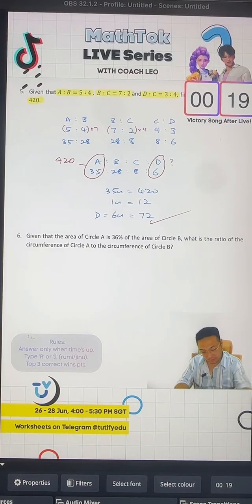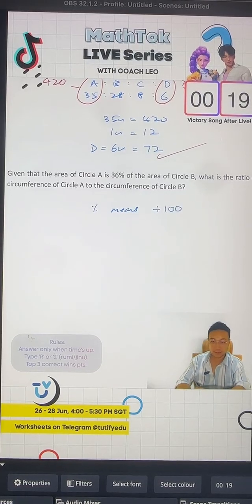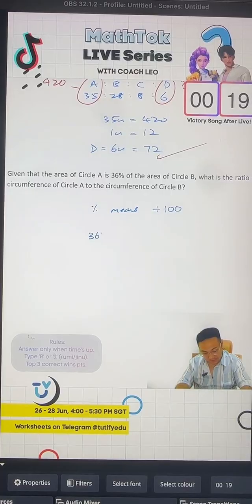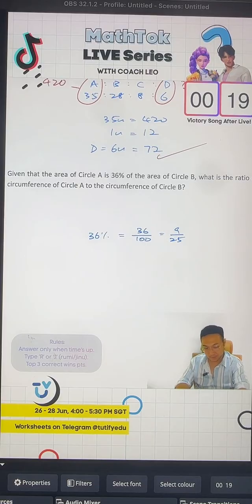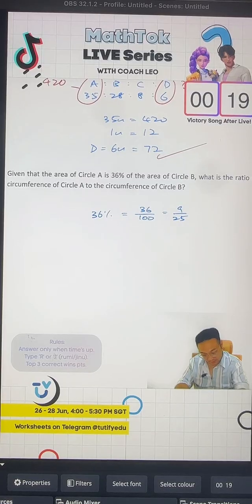Now, students, what is percentage? Once again, let me repeat. Percentage means to divide by 100. So if you see 36%, it means 36 out of 100, which can be simplified to 9 is to 25. 9 over 25.